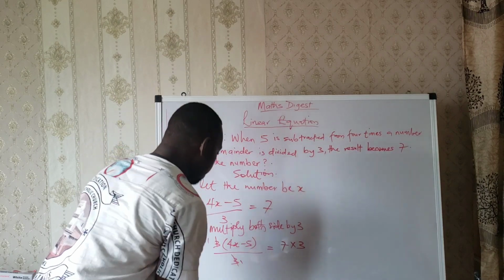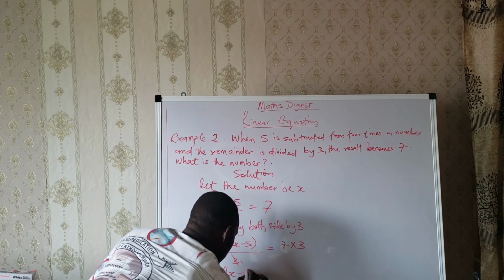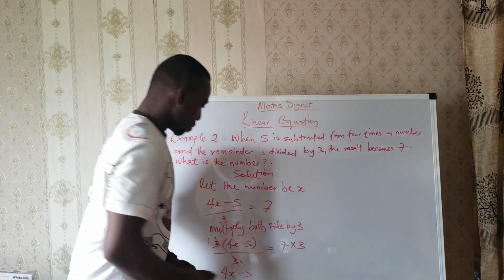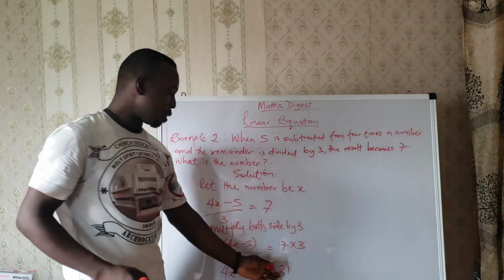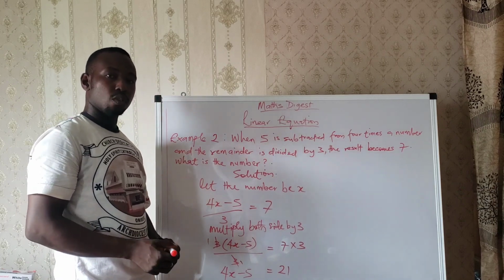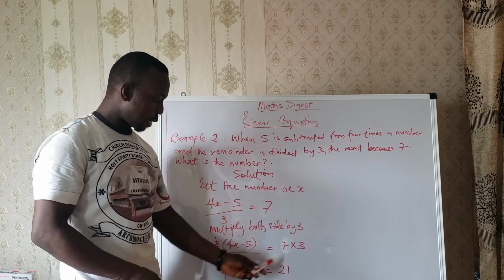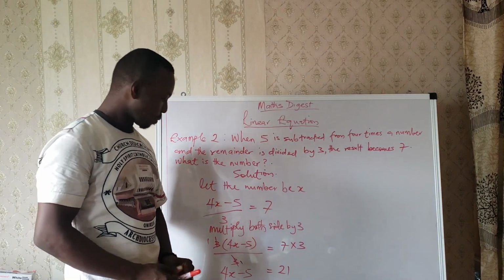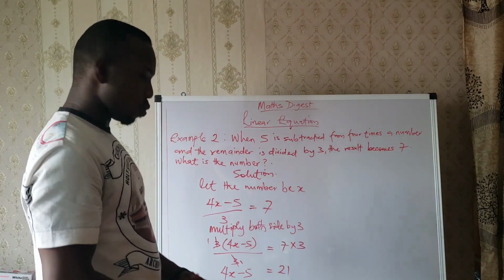At this left hand side, we have 4x minus 5, while at this right hand side, we have 21. That is 7 times 3. 7 times 3 is 21. Now, at this point, we are going to collect like terms.